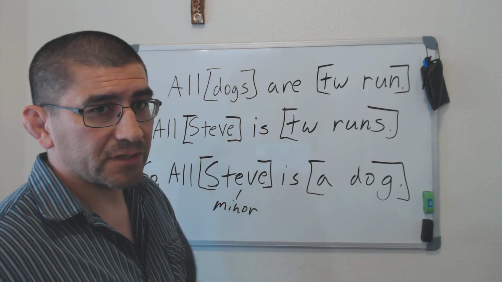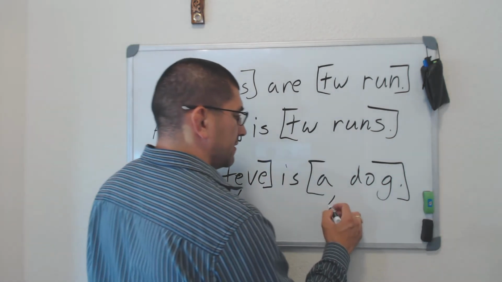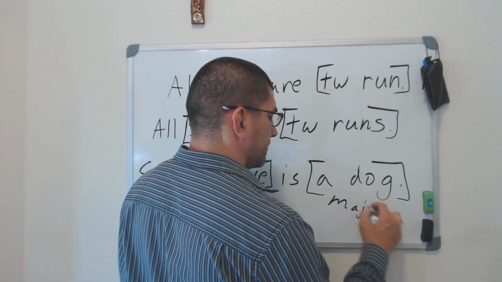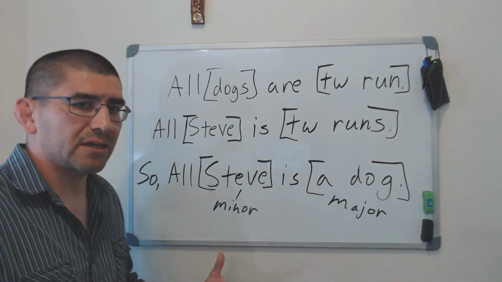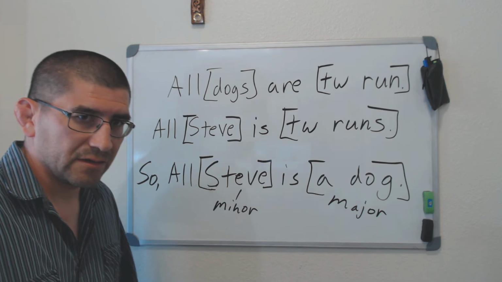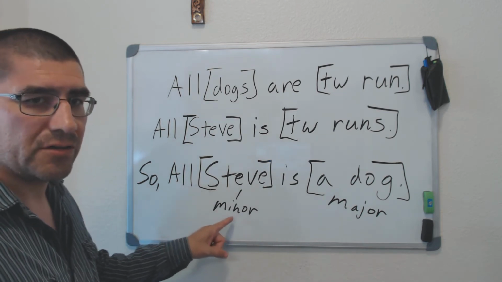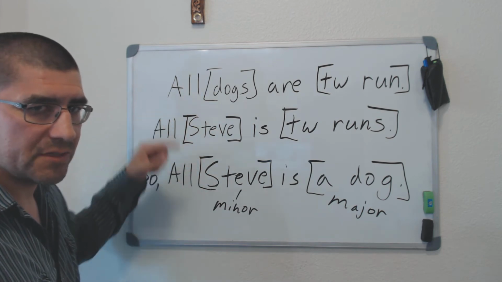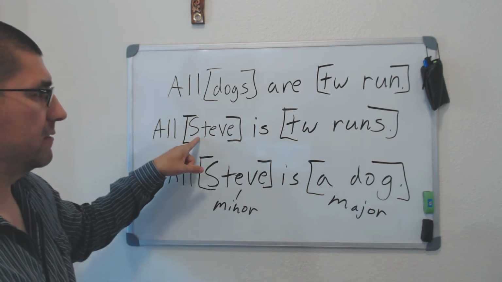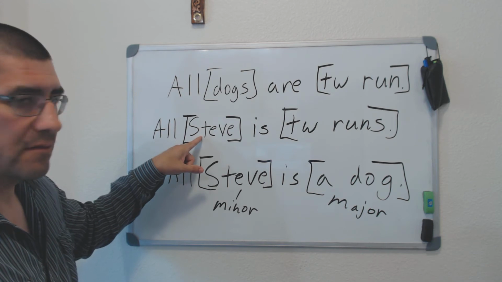The predicate term in the conclusion is the major term. Okay? So now all I have to do, I could find the middle term with either one of these. I'm just going to use this one, the minor term. All I'm going to do is find the minor term in the premises. It's right here. Okay, Steve.